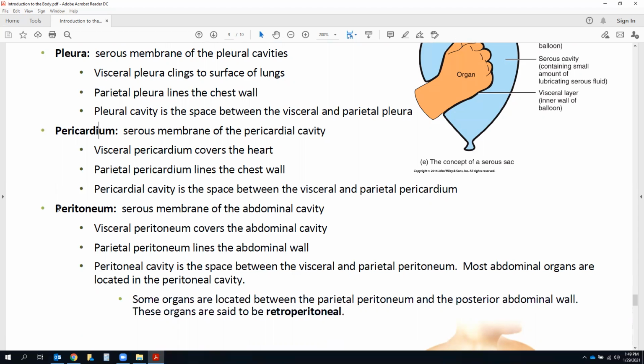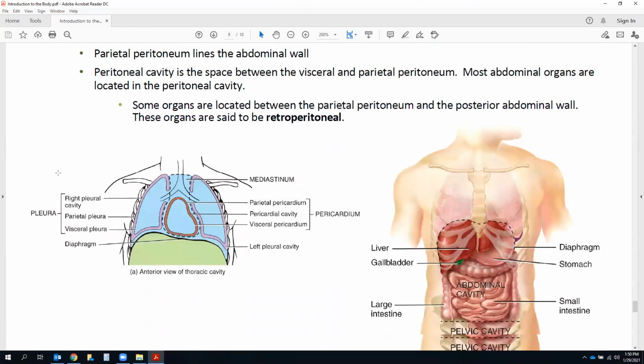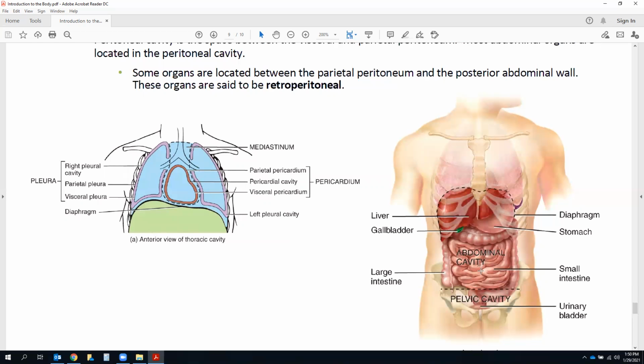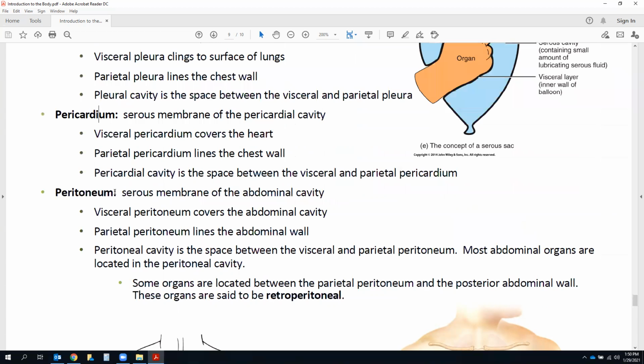The largest of the serous membranes is the peritoneum. This is the serous membrane of the abdominal cavity. It includes the visceral peritoneum that covers the abdominal cavity organs and the parietal peritoneum that lines the abdominal wall. The peritoneal cavity is the space between those two peritoneums, and this is where we find most of our abdominal organs, which would include your stomach, most of your small intestine, most of your large intestine, a lot of those very prominent organs down there in your belly area.